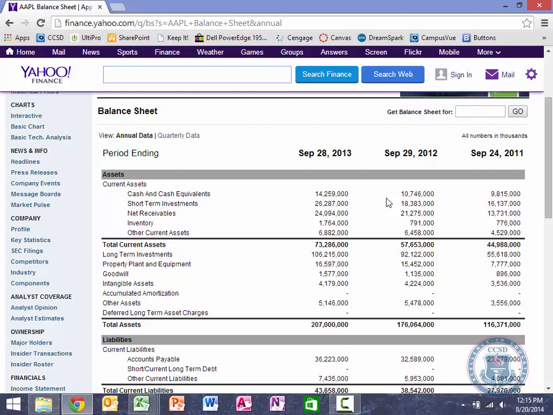So, and then look, but not only that, they have short-term investments of $26 billion. They have receivables coming in from all over the world for another $24 billion. Can you imagine having accounts receivable of $24 billion? Whoa! We just want $24,000 in our receivables, right? So we can look at all this stuff. We can be like, man, this is pretty incredible what they've got.